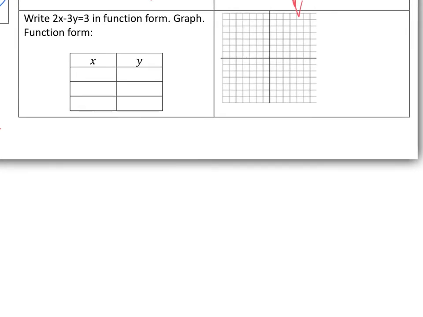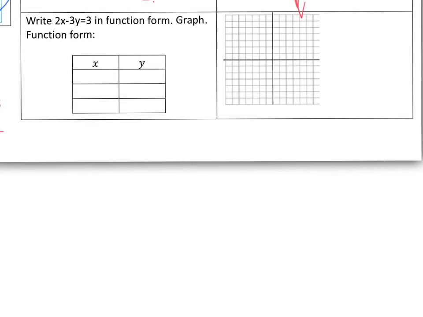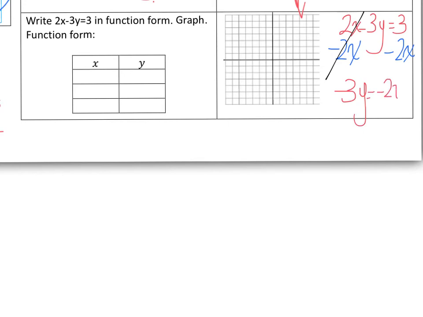Okay, one more. Write 2x minus 3y in function form. So I'm going to do it right here. 2x minus 3y equals 3 in function form. So I'm going to subtract 2x on both sides. And then I can cancel out this negative 2x and 2x on the left hand side. And you take down negative 3y. I'm going to write negative 2x in the front. And because 3 is positive, I'm going to write positive 3.